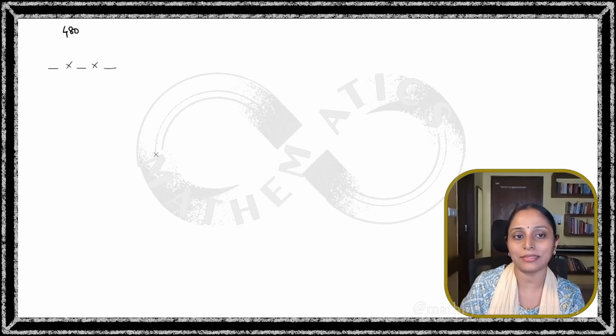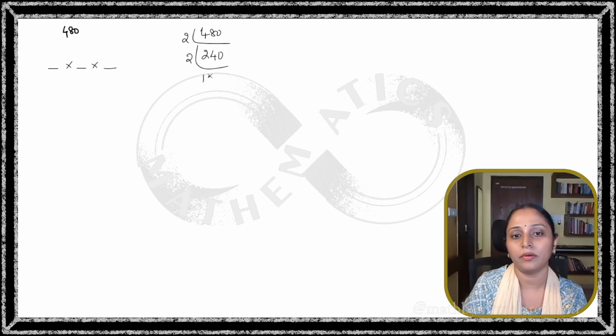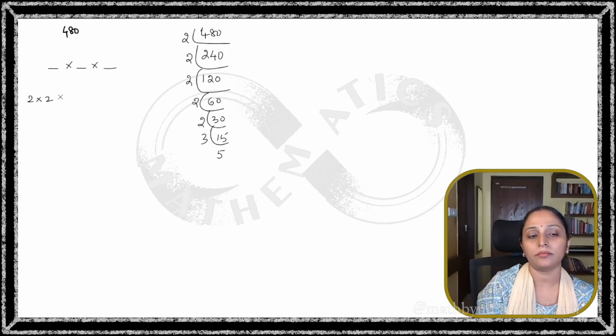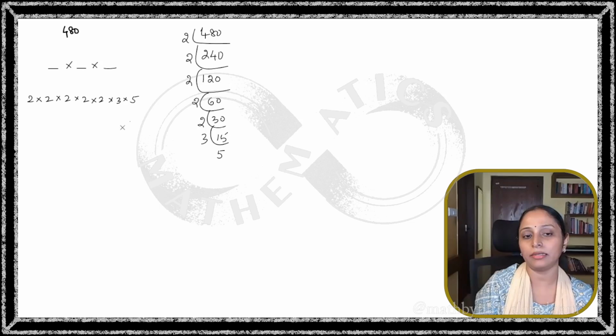So keeping this in mind, let me first do the prime factorization of 480. If I do the prime factorization of 480, I am going to have 30, 15, which is 3 into 5. So 480 is nothing but 5 2s, 1 3 and 1 5.